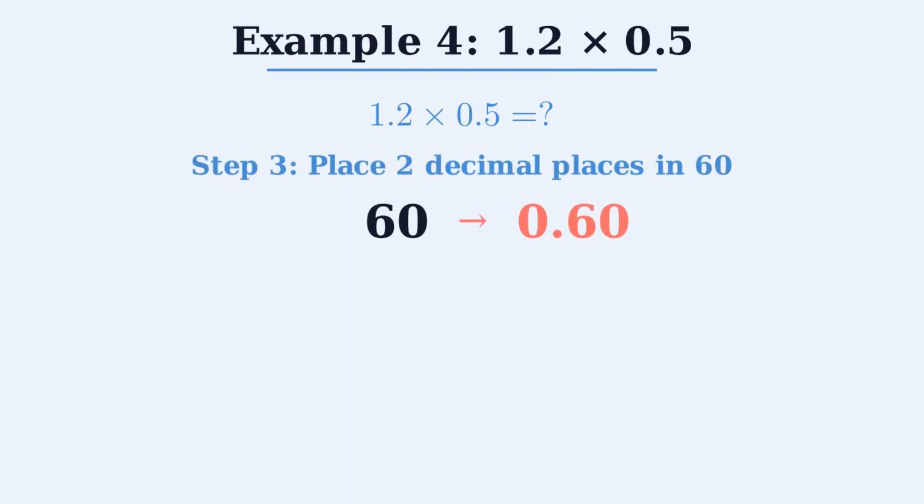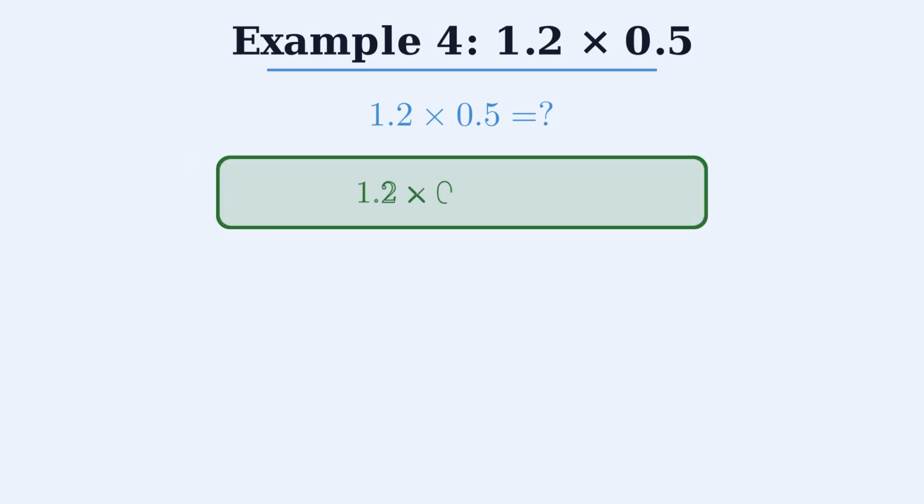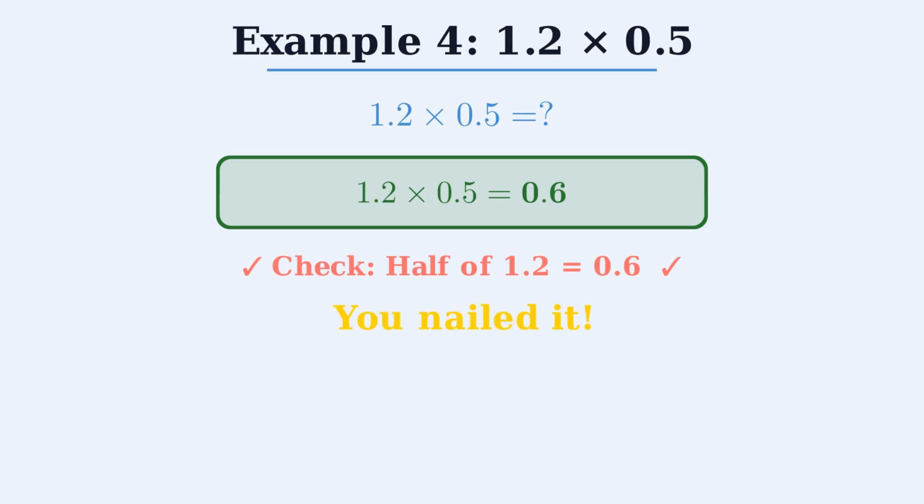The number 1.2 has 1 decimal place, and 0.5 has 1 decimal place, total of 2 decimal places. Step 3, put 2 decimal places in 60, counting from the right. That gives us 0.60, which we can write as 0.6. So 1.2 times 0.5 equals 0.6. And let's check, half of 1.2 is indeed 0.6.